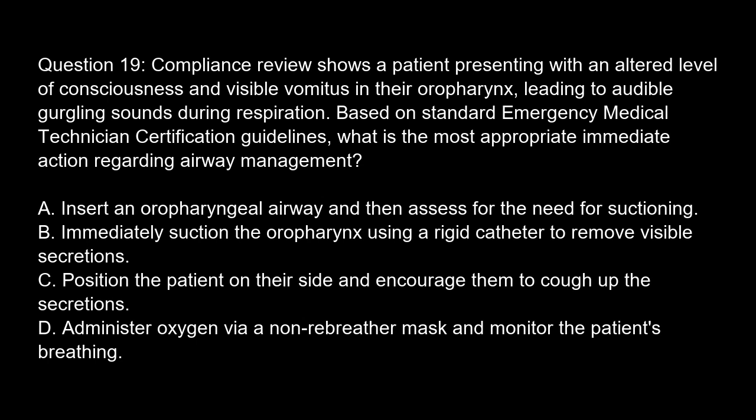Option A. Insert an oropharyngeal airway and then assess for the need for suctioning. Option B. Immediately suction the oropharynx using a rigid catheter to remove visible secretions. Option C. Position the patient on their side and encourage them to cough up the secretions. Option D. Administer oxygen via a non-rebreather mask and monitor the patient's breathing.